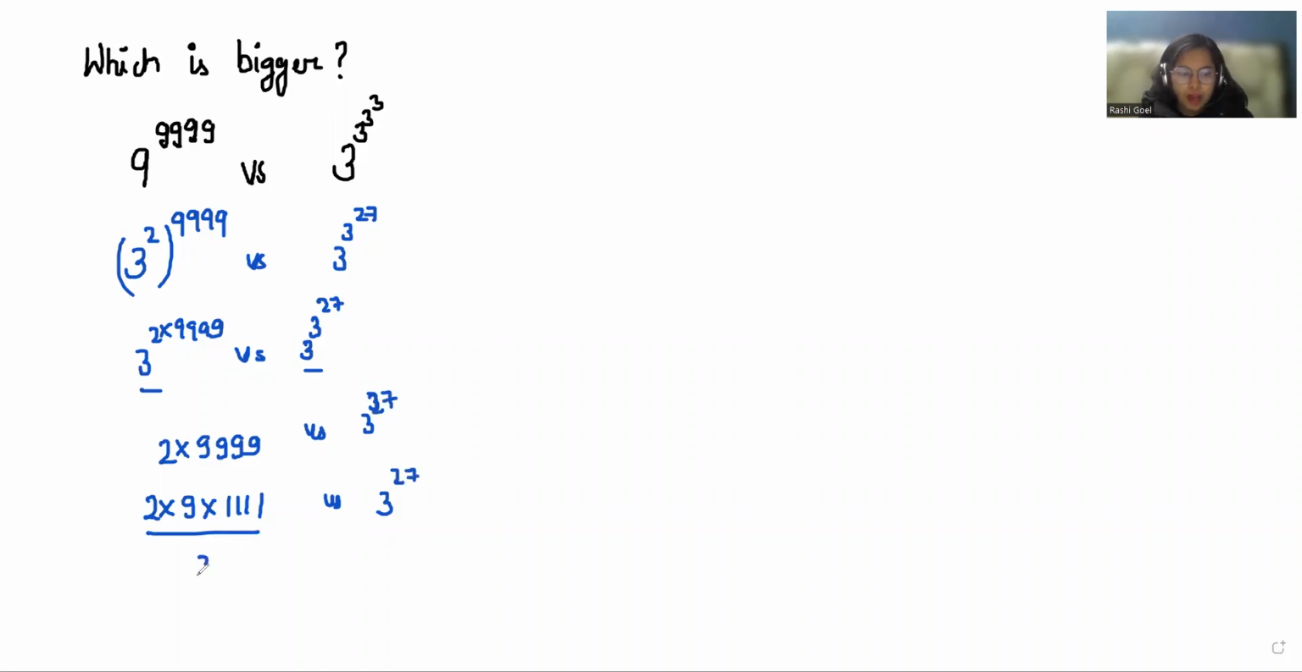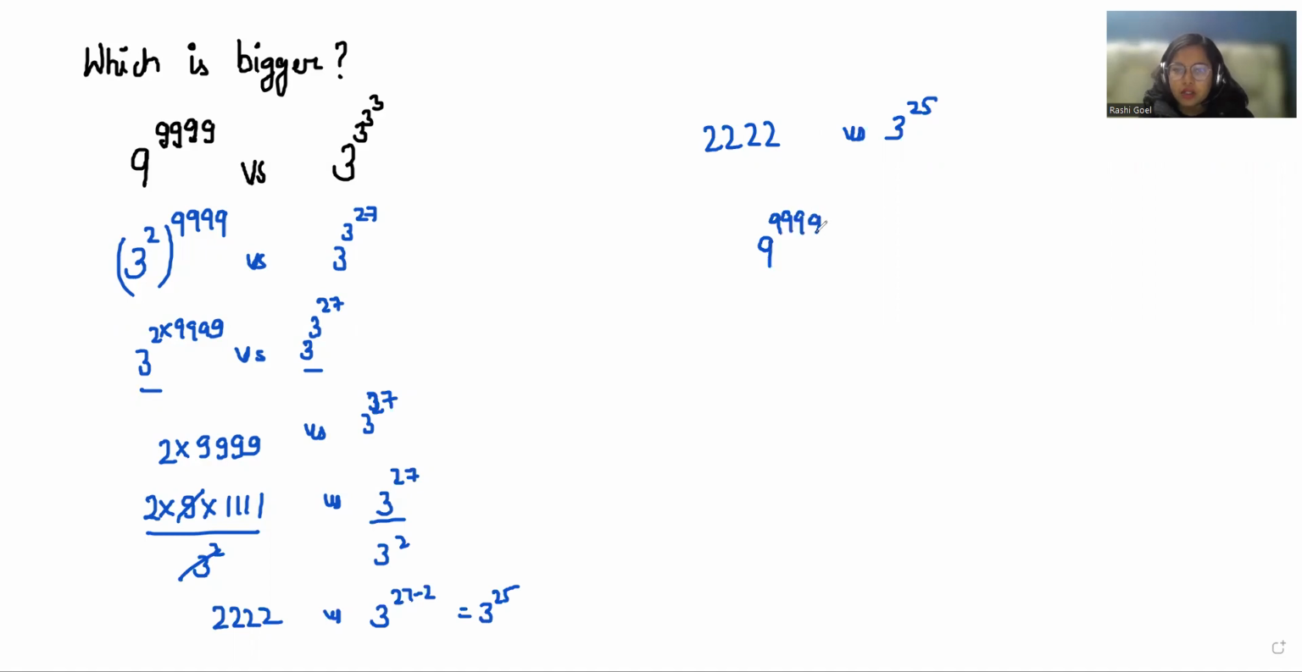Now I'm going to divide by 3 power 2 on both sides. So here we can eliminate this, and we'll get 3 power 27 minus 2, that is 3 power 25. So if we compare both sides, we know that 3 power 25 is greater as compared to 2222. So if we compare both the numbers, 3 power 3 power 3 power 3 will be greater.